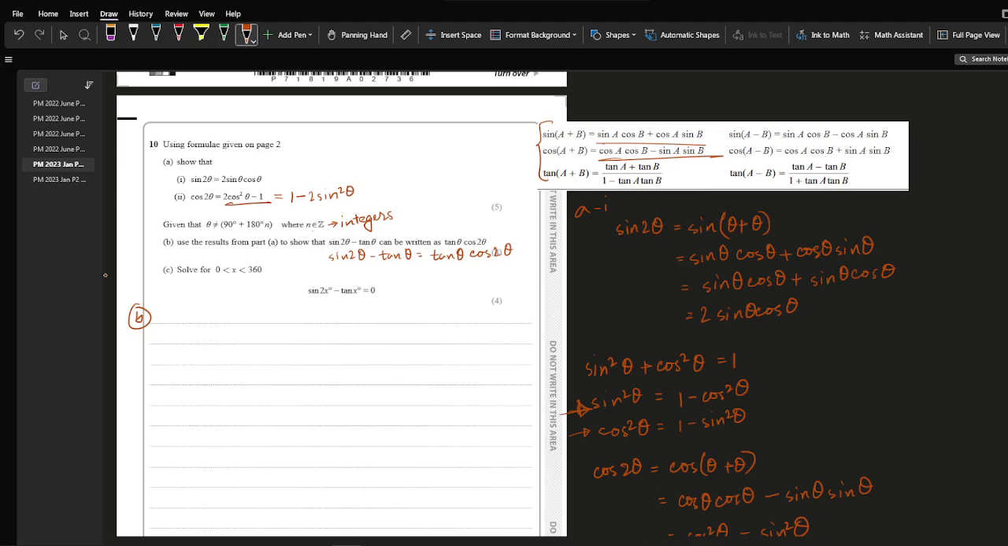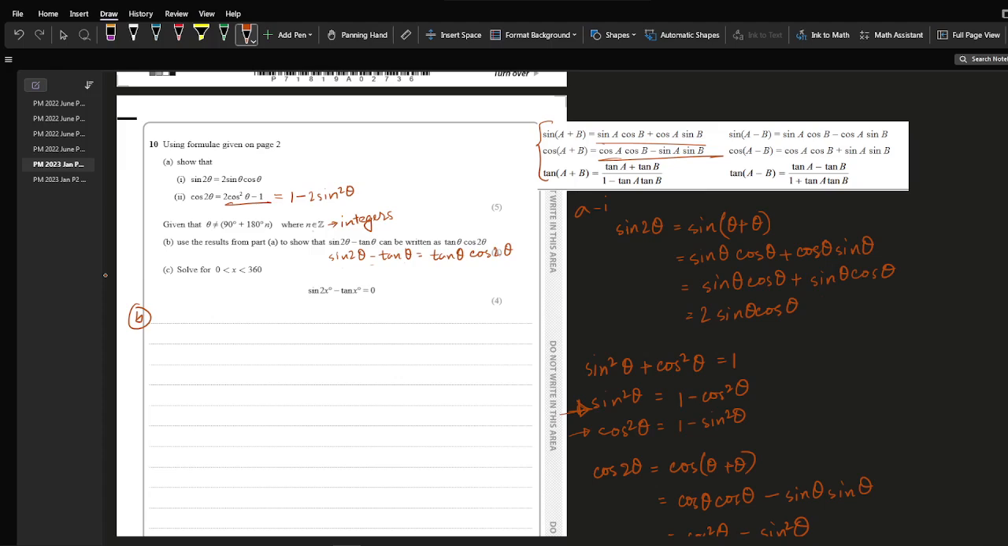Use the results from part A to show that sine 2 theta minus tan theta can be written as tan theta cos 2 theta. Now that means prove that or show that sine 2 theta minus tan theta is equals to tan theta cos 2 theta. As I've said in this channel before, when it comes to proving or showing something, we have two ways to do it.